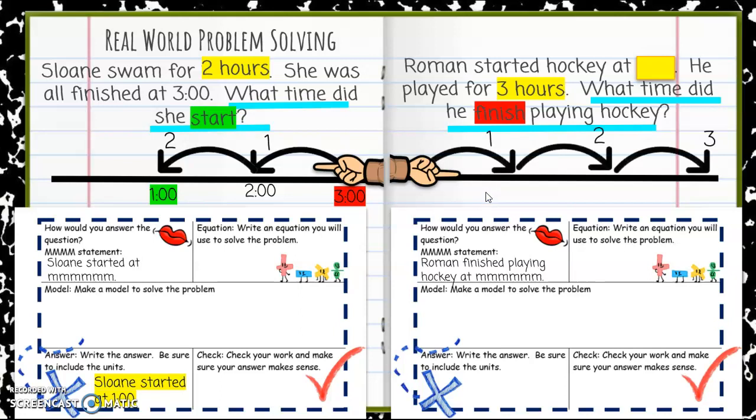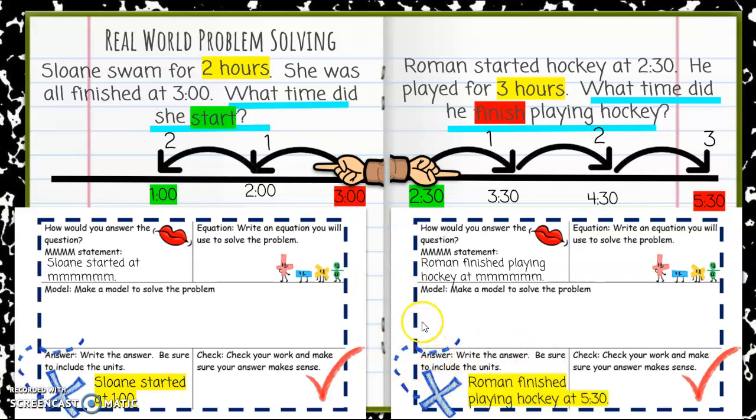1, 2, 3. Now all students are going to have to do is input their start time and add additional hours. Almost all of the math work is completed before we're even given all of the information. So at the start time of 2:30, 1 hour is 3:30, 2 hours is 4:30, and the 3rd hour would mean he finished playing hockey at 5:30. I needed to figure out what time he finished playing hockey so I can input that into my answer. Roman finished playing hockey at 5:30.